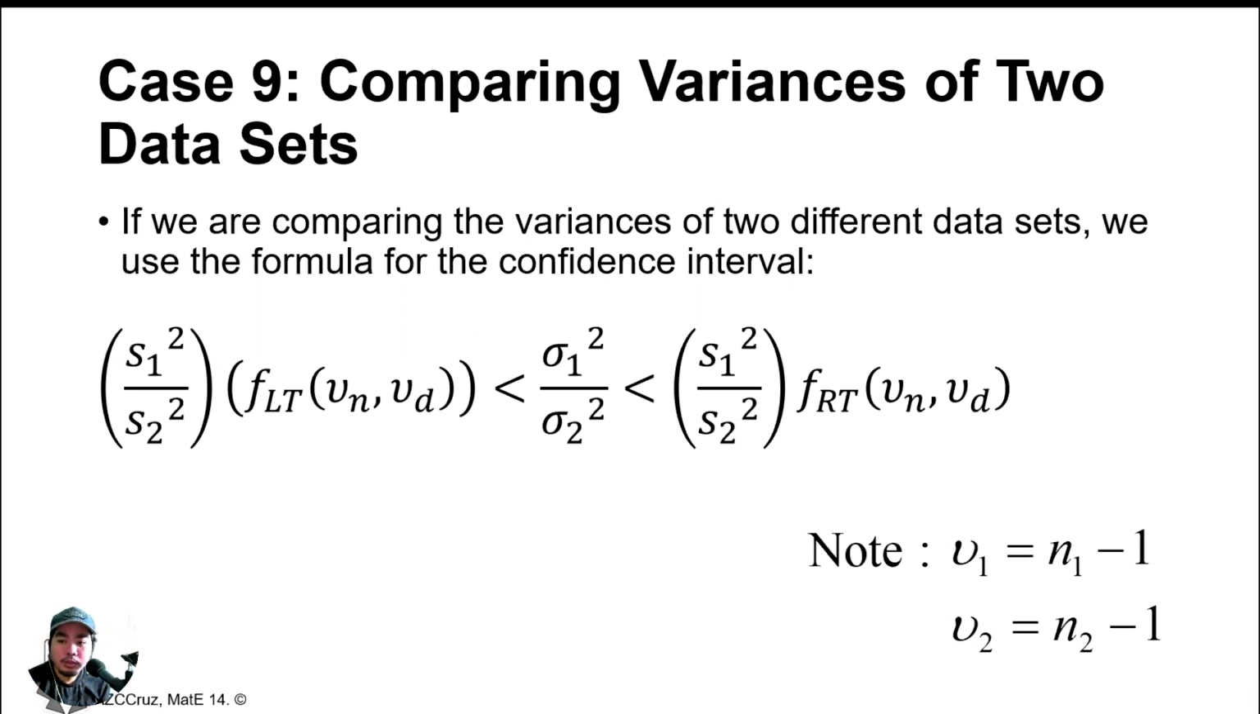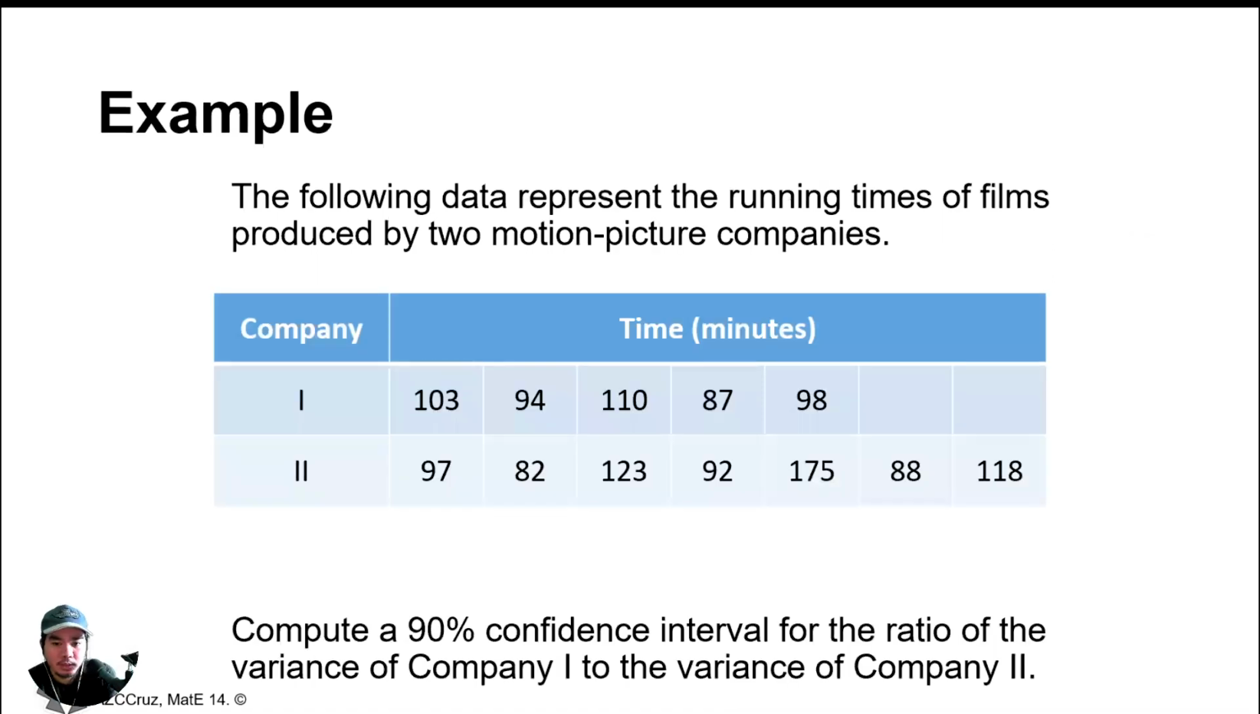Okay. So again, to avoid getting confused by the old formula, which is confusing, we will always use the left tail to multiply for the lower bound and the right tail to multiply for the upper bound, knowing that nu 1 is always the numerator and nu 2 is always the denominator. Okay? So, let's try an example.